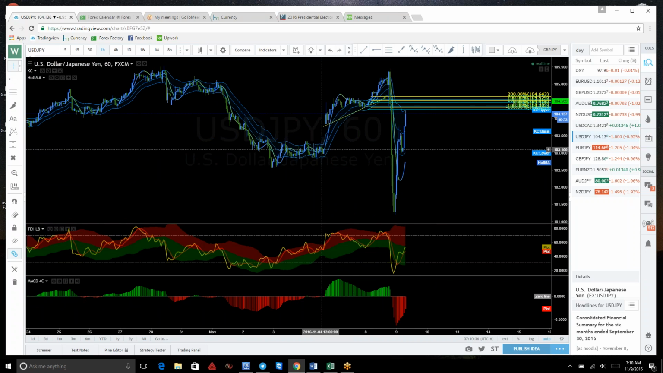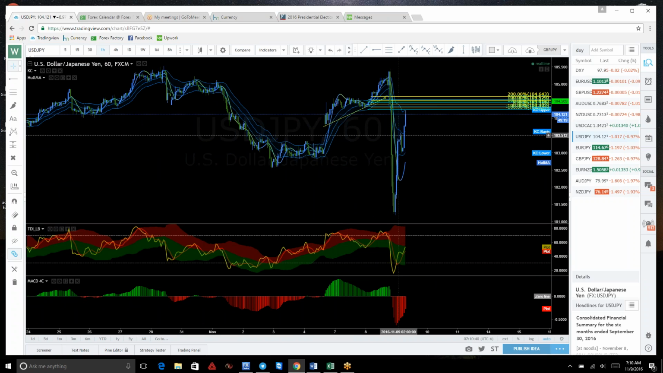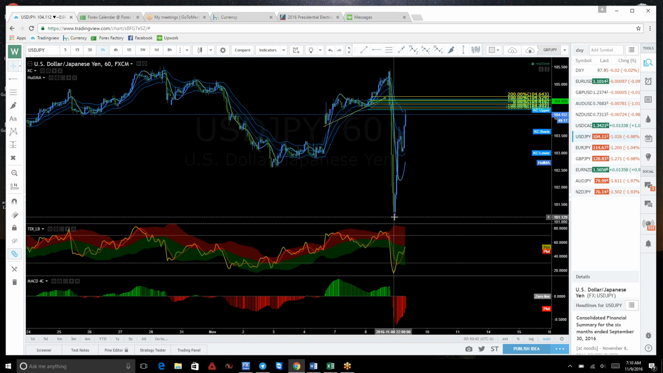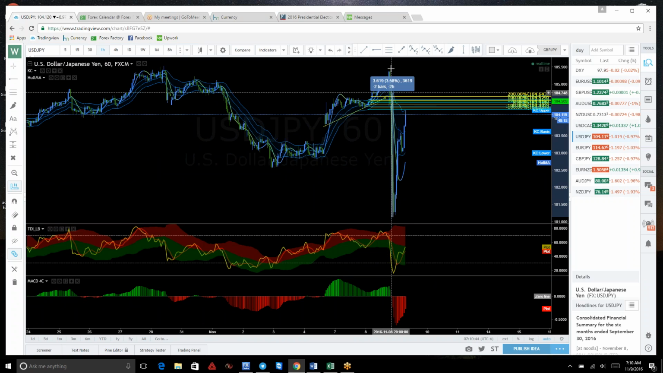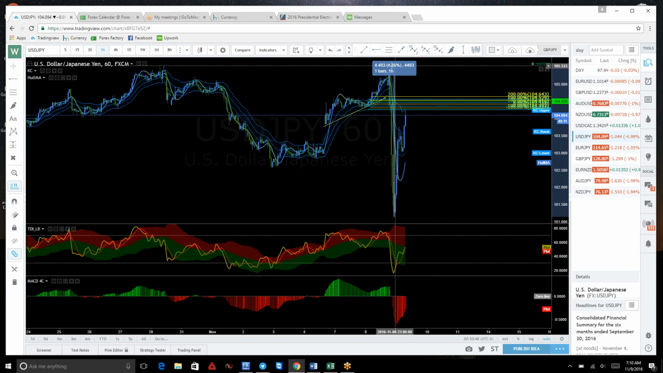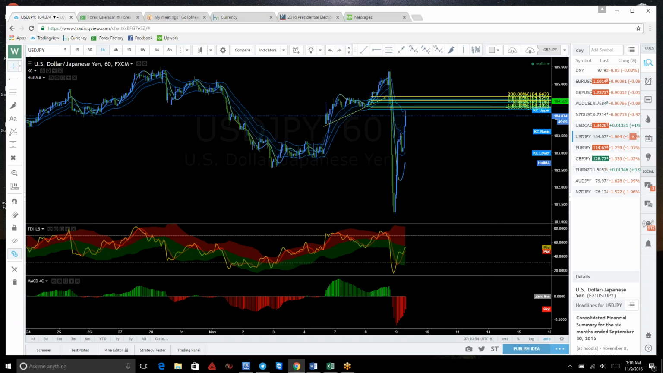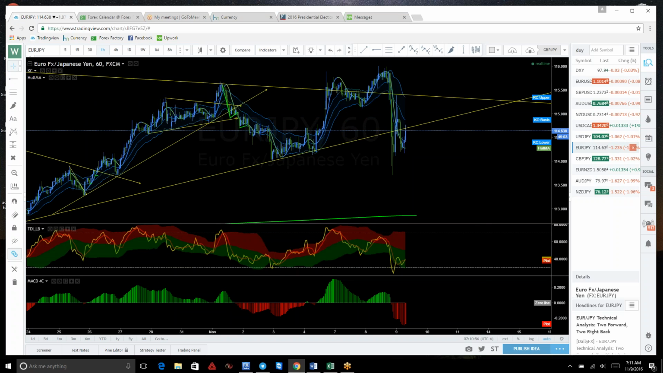Dollar yen closed the gap, which is right here. Big spike from last night. This was huge. 400 and like just over 400 pips. So you can see the spikes all over the place.